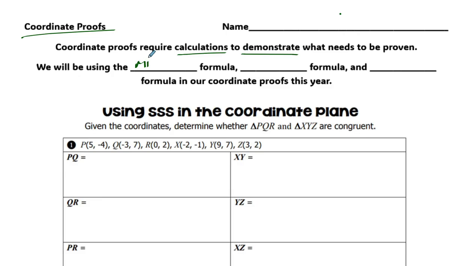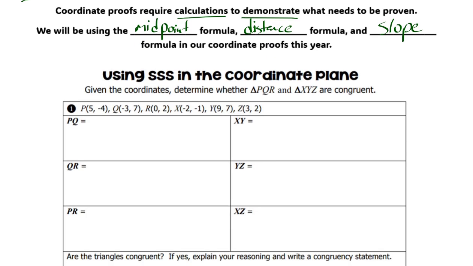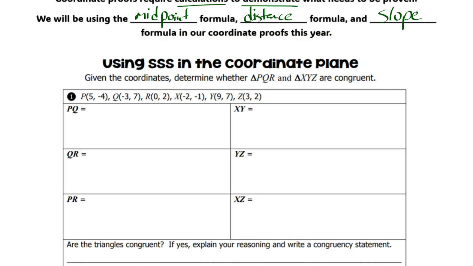So we're going to rely on the midpoint formula, the distance formula, and the slope formula to show whatever we need to prove. For this unit, we're actually really just going to rely on the distance formula. When we get to quadrilaterals and coordinate proofs within that unit, then we're going to be talking about midpoint and slope. For right now, we're really just going to be relying on the distance formula because we're going to be proving that sides are congruent.